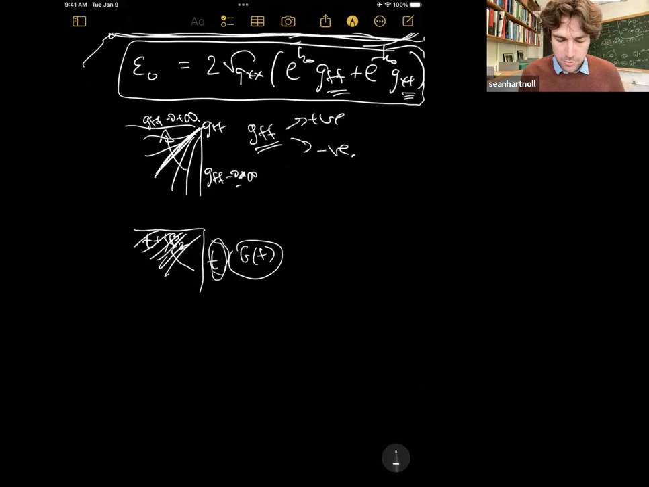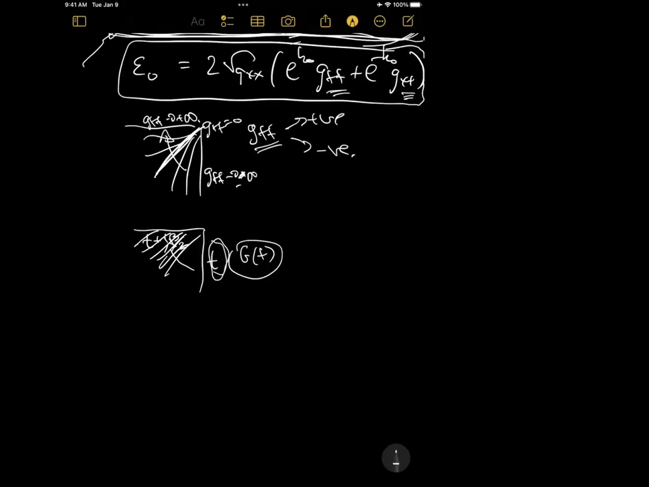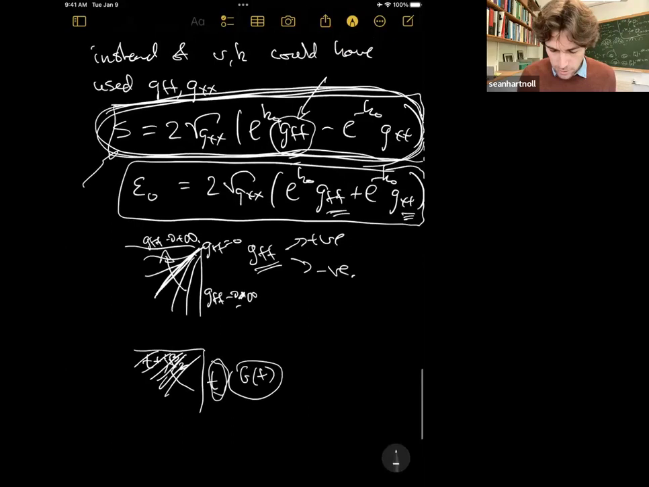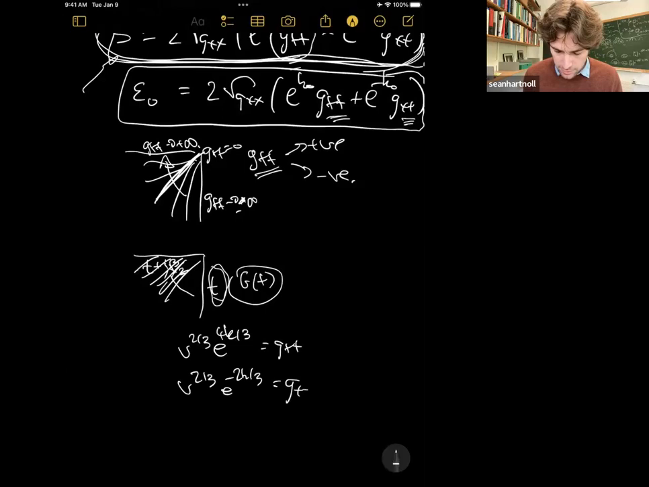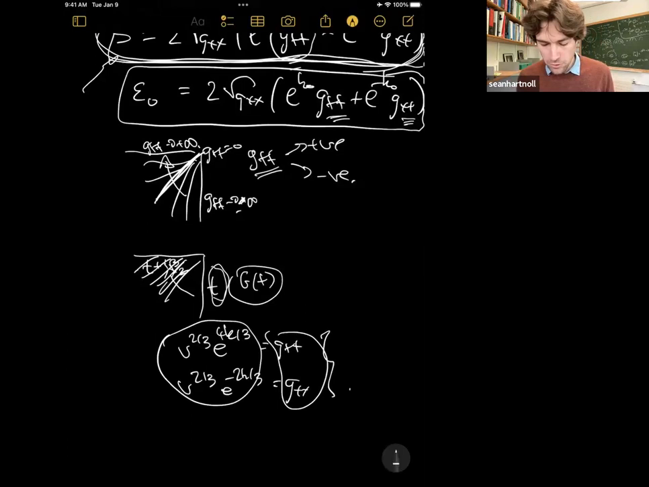And how are these K and V related to the envelopes that you have drawn? So it's something like, maybe I shouldn't have introduced these. Okay. So V e to the K over 3 is GTT. V to the 2 over 3 e to the minus 2K over 3 is GXX. Right? So that's your change of variables. Nothing fancy. It turns out the equations are a bit nicer in these variables, but these ones are a bit more transparent. These are the nice ones.